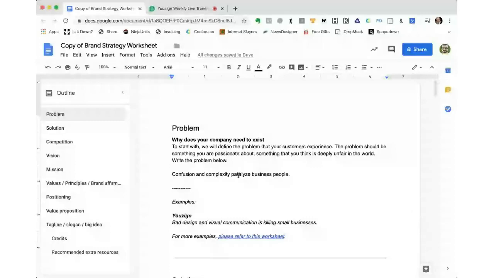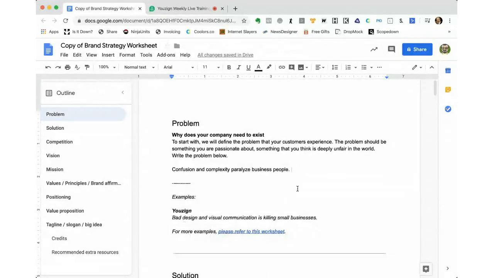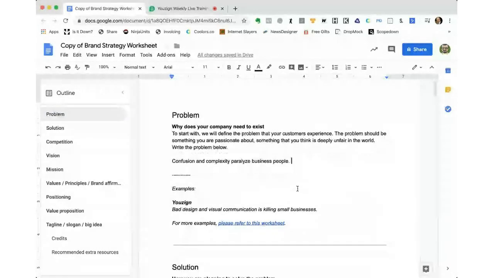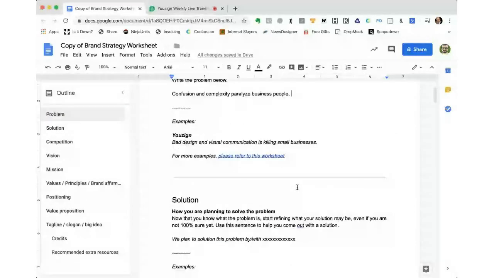You notice that I've identified the problem, confusion and complexity. This is what the result of that problem is. It paralyzes, and who does it paralyze? It paralyzes business people. Understand? So we identify the problem first. That's the first thing that we do.